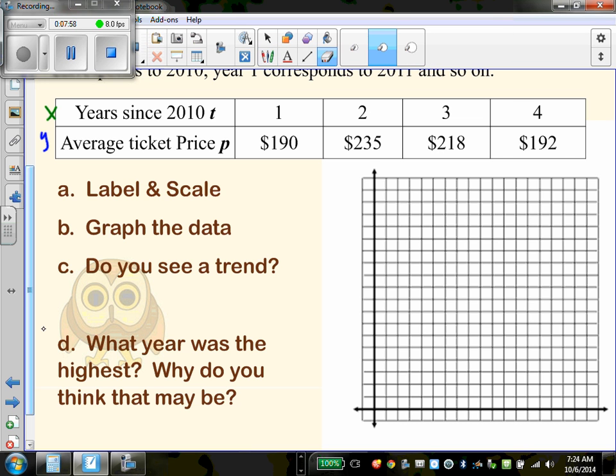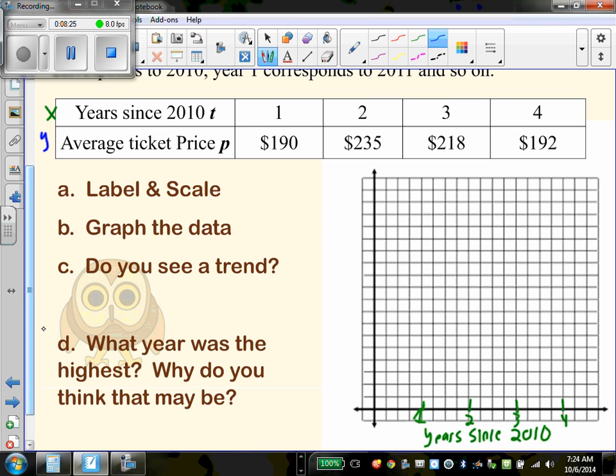So, years since 2010, we have 1, 2, 3, and 4. So we can scale this pretty nicely down here. I would say go every 4 spaces or so. So this is 1, 2, 3, and 4. What are we measuring down here? That would be years since 2010.